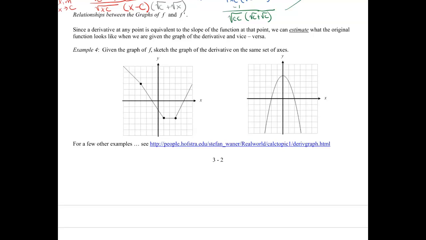So, relationships between the graphs of f and f prime. Since the derivative at any point is equivalent to the slope of the function at that point, we can estimate what the original function looks like when we're given a graph of the derivative, and vice versa. So example 4: we're going to be given the graph of f, and we're going to be asked to sketch the graph of the derivative on the same axes.